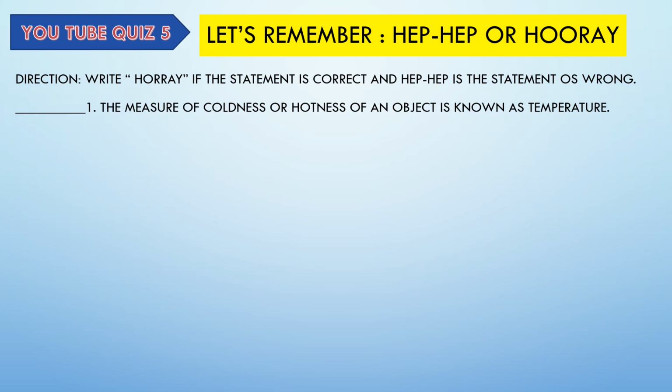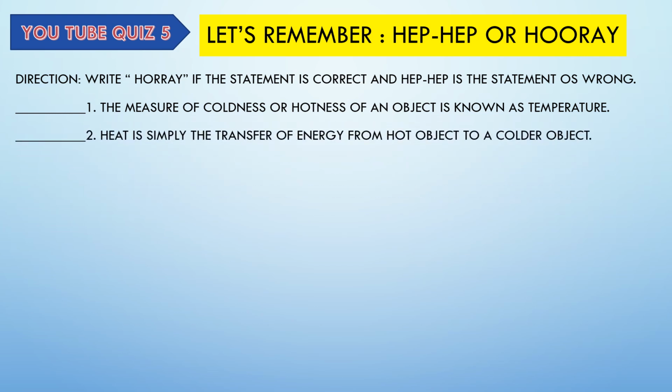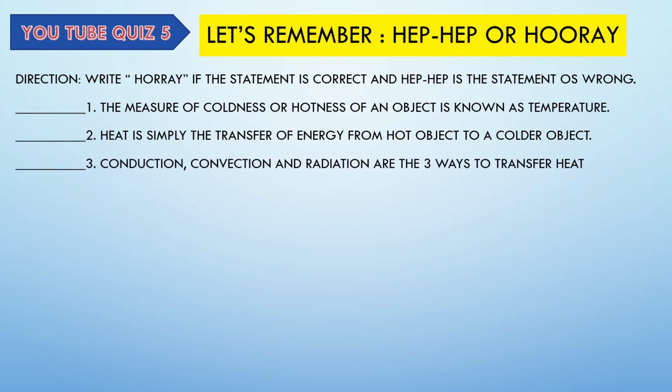Okay? Number 1, the measure of coldness and hotness of an object is known as temperature. Is it hep or hooray? Number 2, heat is simply the transfer of energy from a hot object to a colder object. Is it hep or hooray? Number 3, conduction, convection, and radiation are the 3 ways to transfer heat. Is it hep or hooray?